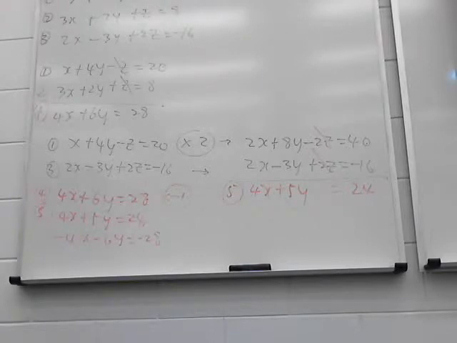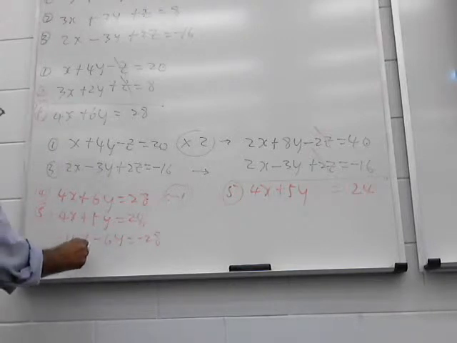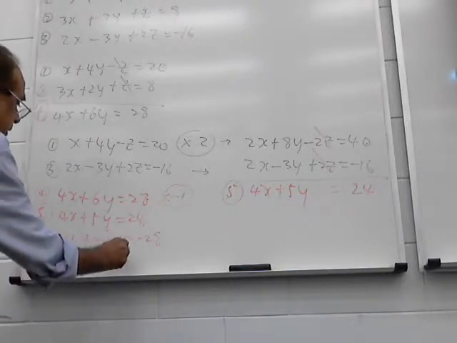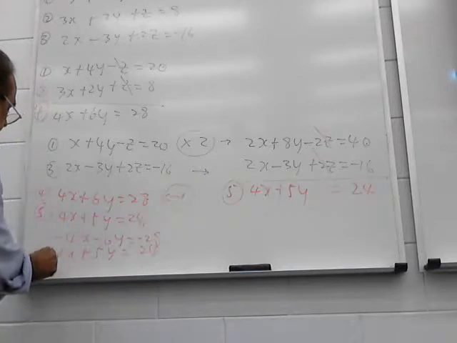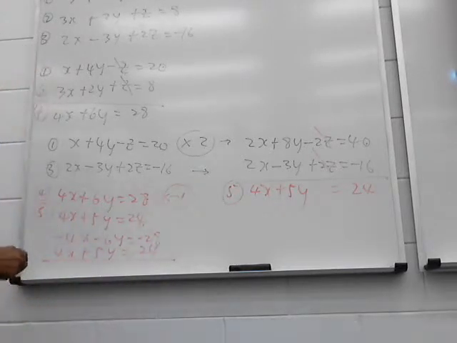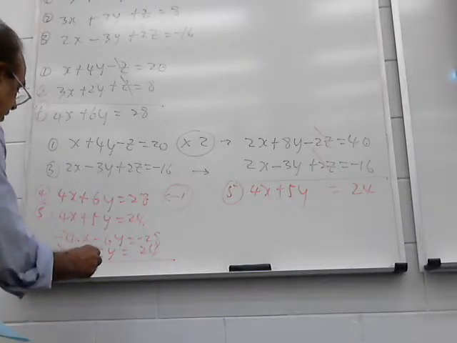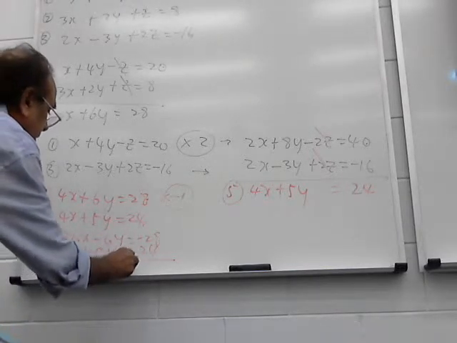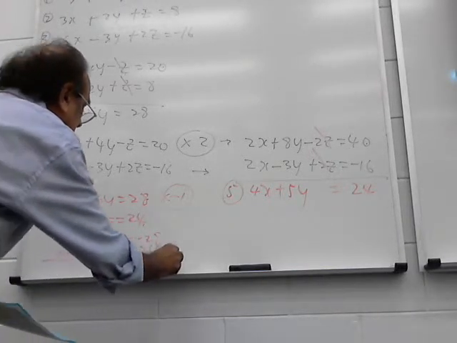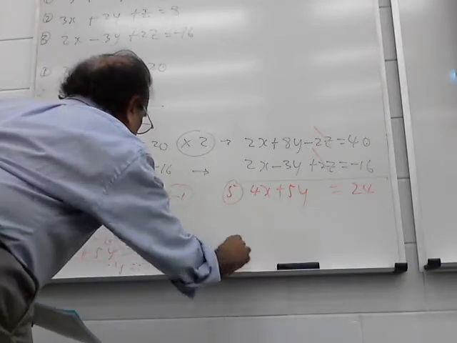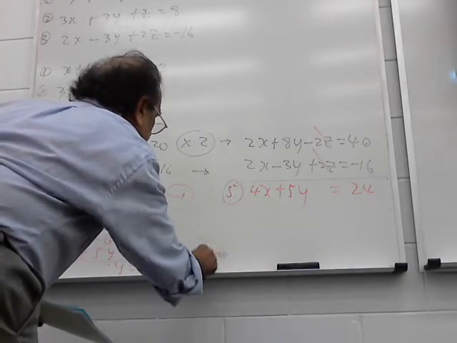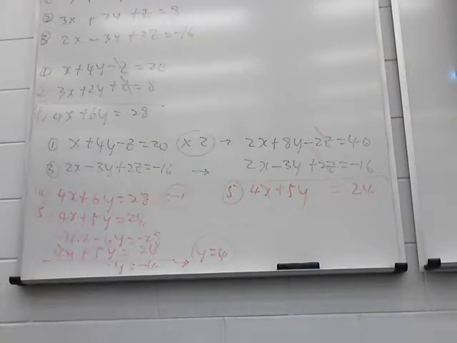All right, and then I'm multiplying everything by minus 1. Then I have here 4x plus 5y equal to 24. So then I have this here cancel off that, and here I have minus y equal to minus 4, and this gives me that y equal to 4. So I have y equal to 4.